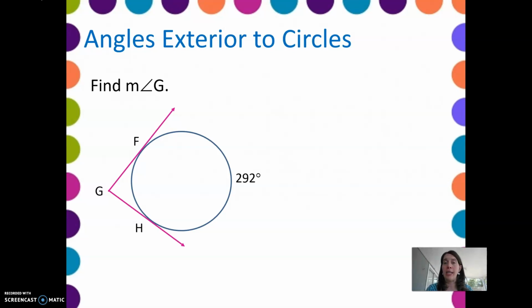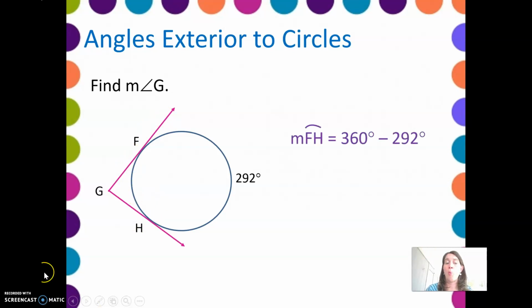Notice angle G is on the outside of the picture, formed by two tangents because those two lines stay completely on the outside of the circle. Well, if I look at angle G, what two arcs are on the inside of angle G? I do have the one that's given to me, the one with 292, and I'm also seeing this arc off to the side where I don't have any numbers labeled, that FH. Well, what do I need to do to find that measurement of the arc? Because I'm going to need that in order to help me find the angle.